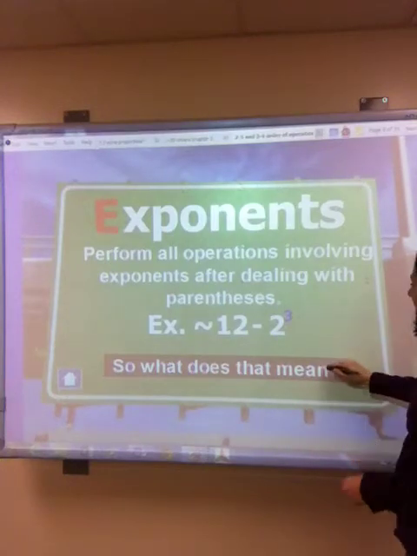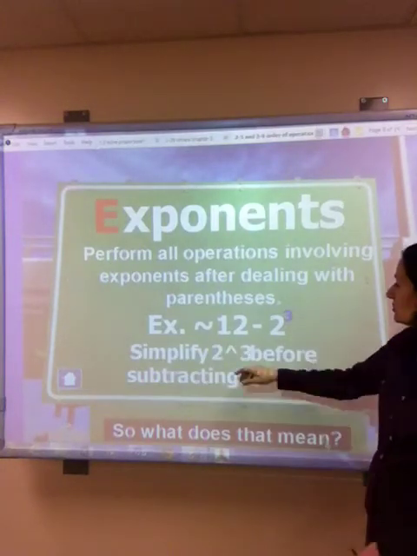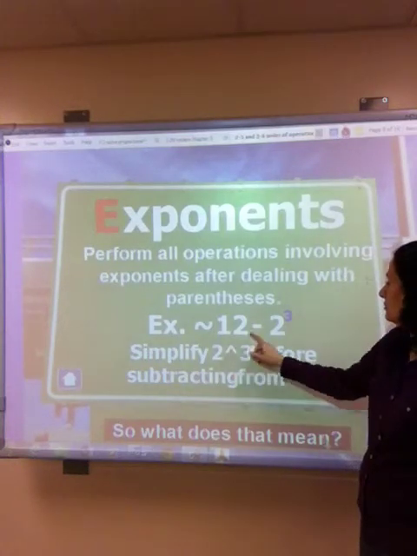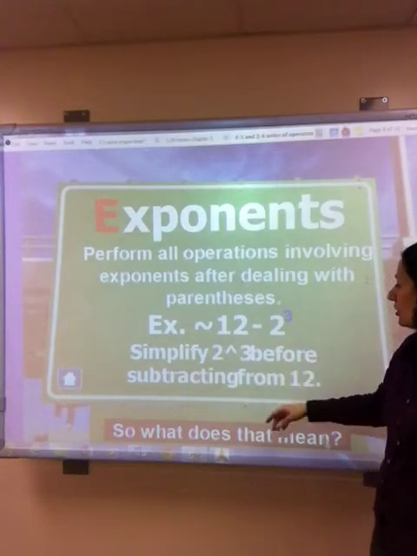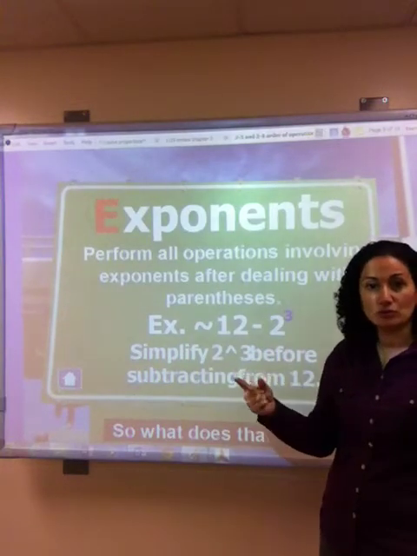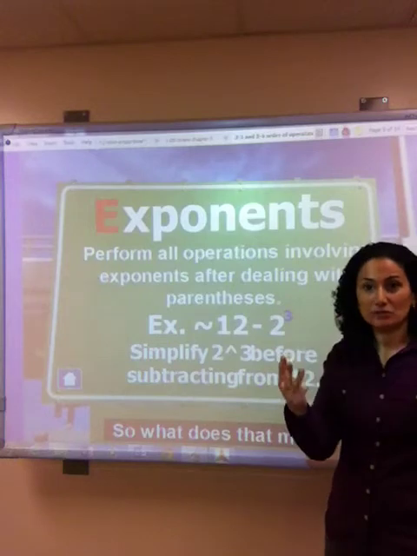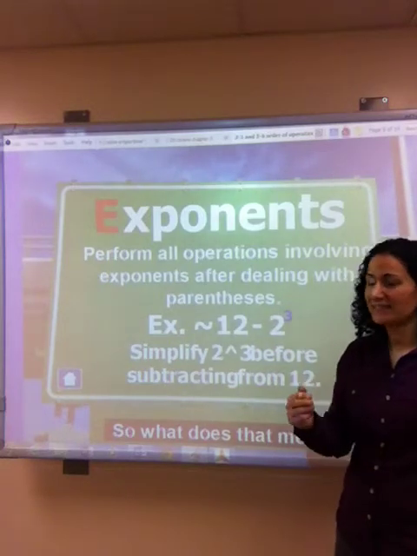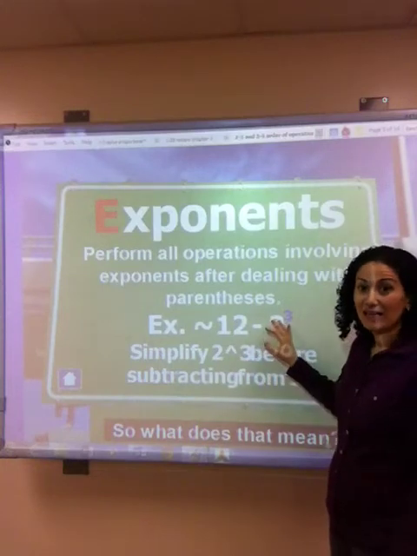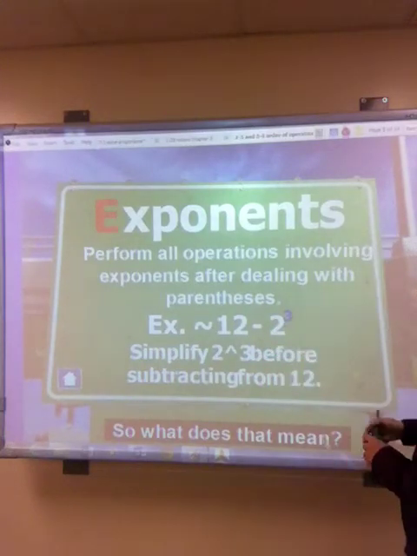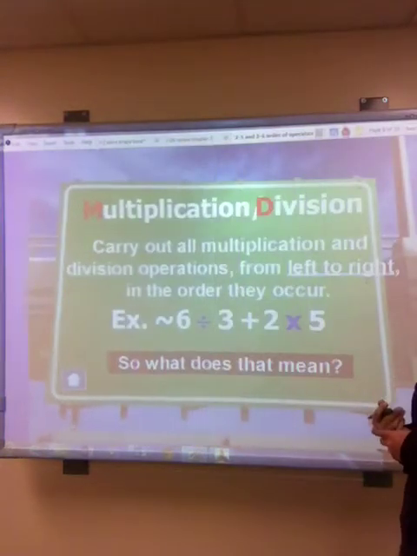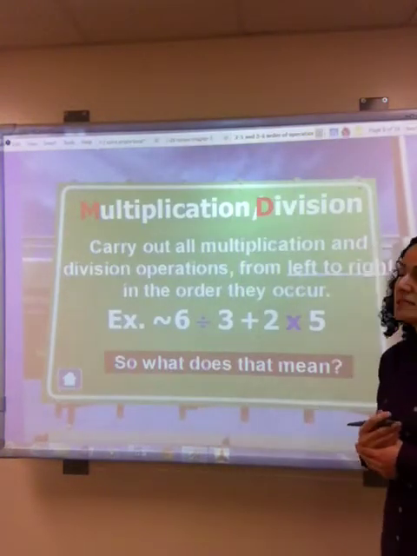What this means in this example is you would do 2 to the third power, this simply means to the power of 3. You would do 2 to the third power before subtracting from 12. So 2 to the third power is 2 times 2 times 2, which would be 8. And then you would do 12 minus 8. This answer would be 4. Let's look at the next operation in the order of importance.